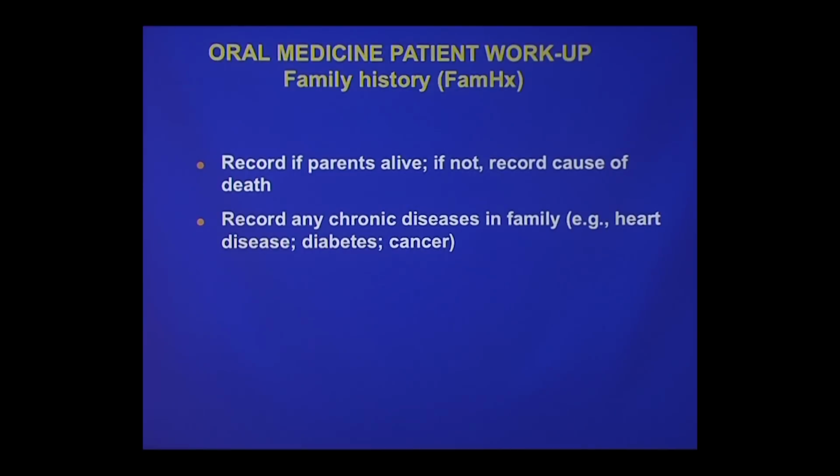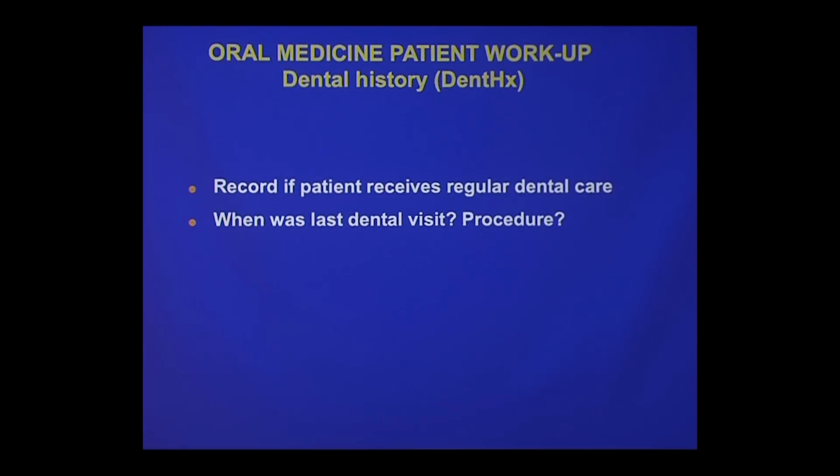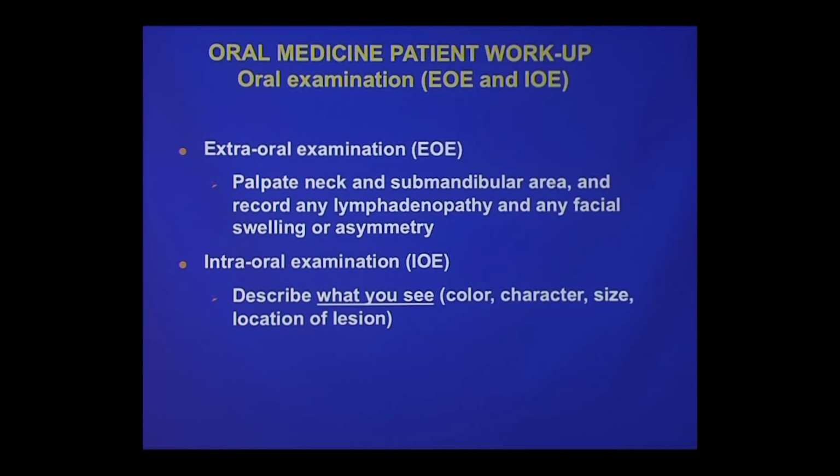So we record some family history, basically whether or not the parents are still alive and well, or if they died, what cause, and then some chronic diseases that are in the family. Then we want to know if the patient has a regular dentist and how long it's been since he or she saw their dentist. And then we get to the examination. So first we'll do an extraoral examination, and we'll palpate the neck and the submandibular area to try to detect any what we call lymphadenopathy. Lymphadenopathy is basically swollen lymph nodes. And we look for any facial asymmetry or swelling.